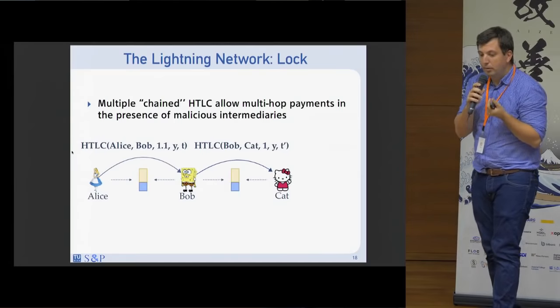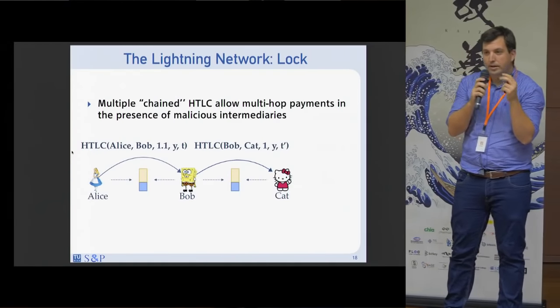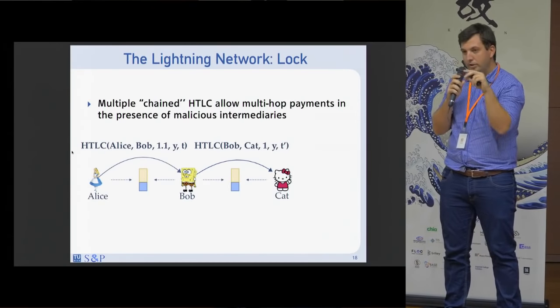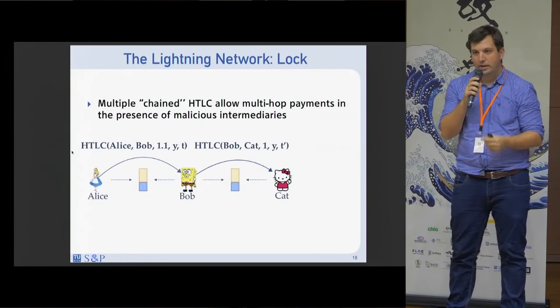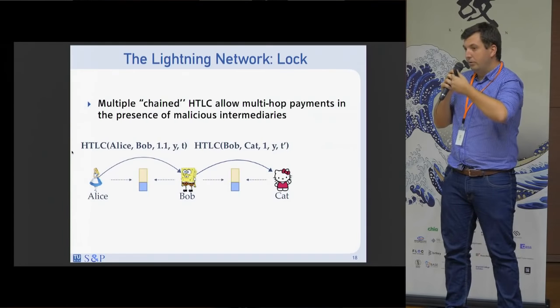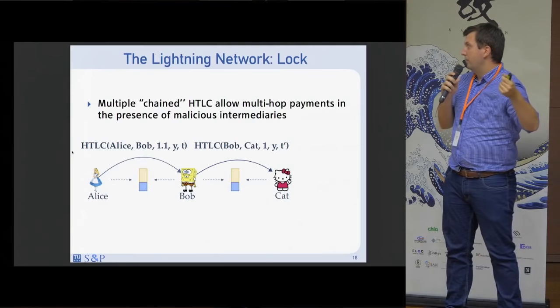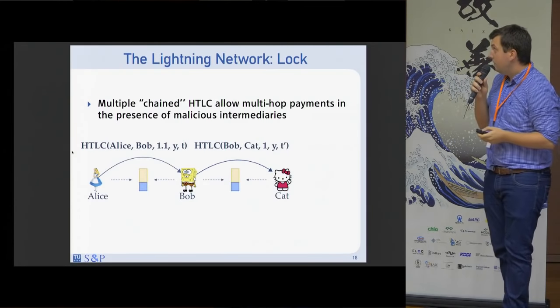And this is because for Bob it is okay, so he knows that as soon as the cat reveals the condition, let's say the pre-image of the value y, he can always take that condition and use it to get the money from Alice. So he's happy with that.